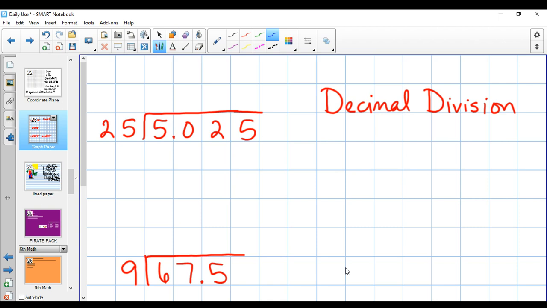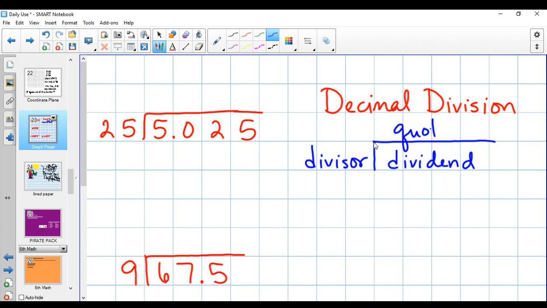Okay, in this video, we're going to talk specifically about decimal division. The first thing I want to review is the parts of a division problem and the vocabulary that we use for that. So in a division box, we put the dividend on the inside. We divide by the divisor, and our answer is called the quotient.